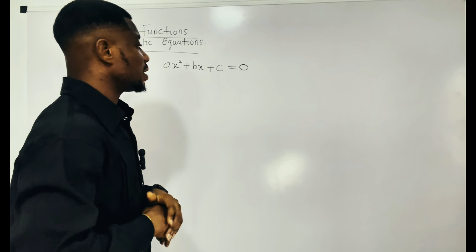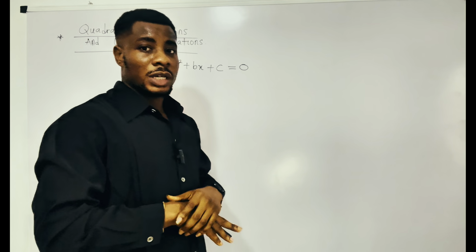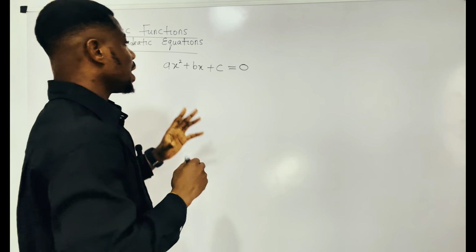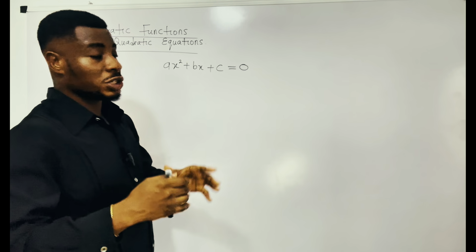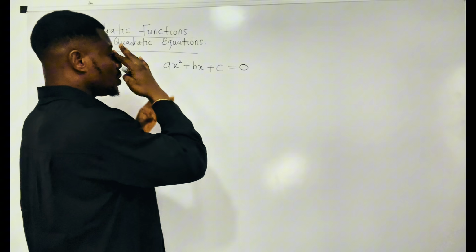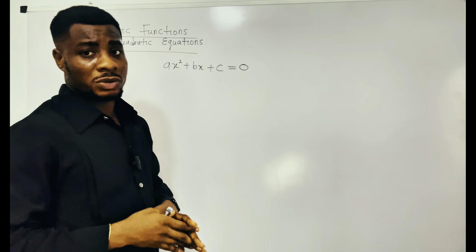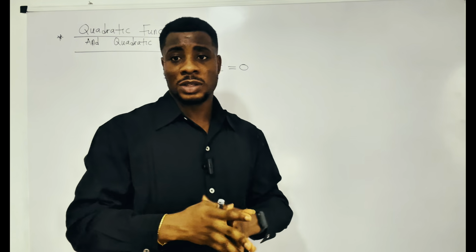Now, if you want to find the value of x, this is a degree two equation. A degree two equation means that the highest power of your unknown x is 2. Now, how do I solve these equations? There are different methods to solve this equation. We have about four different methods that you can use.